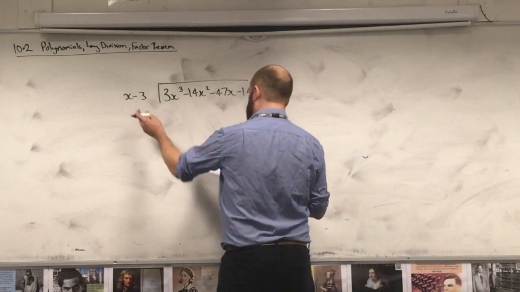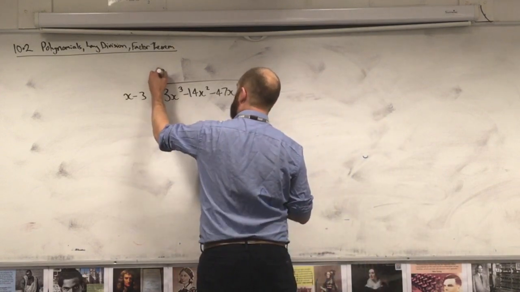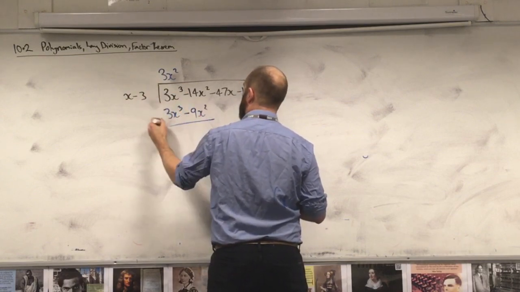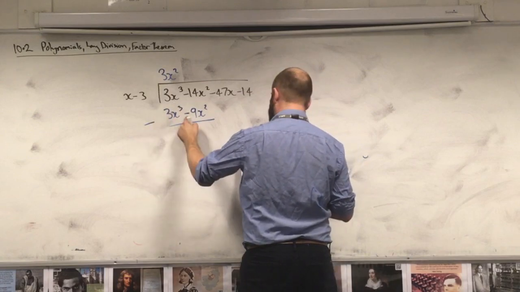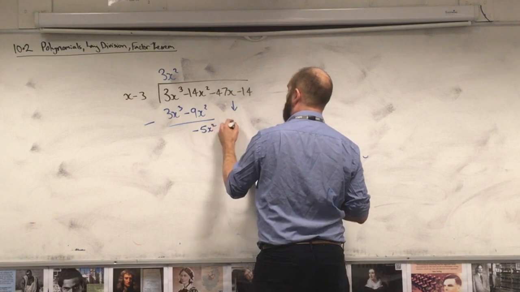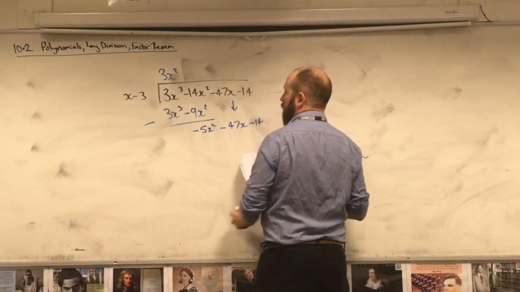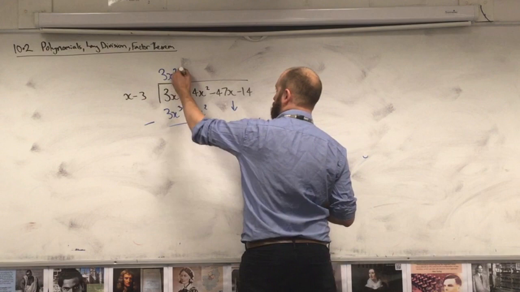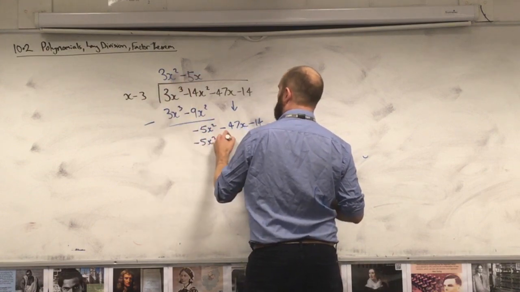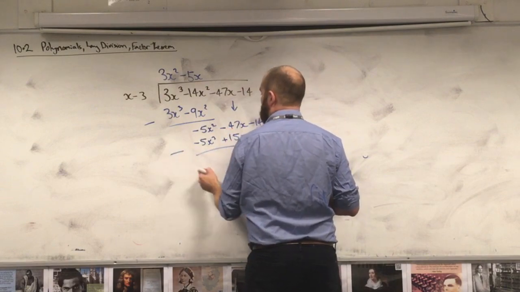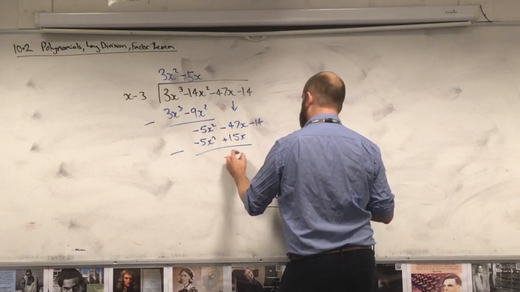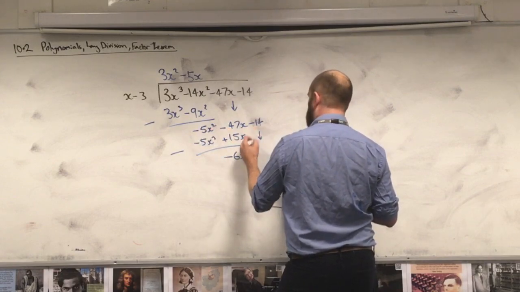So 3x squared divided by x gives us 3x squared. Times it again, so 3x cubed minus 9x squared. Subtract them, so minus 14 minus 9, which gives us minus 5x squared. Drop down the rest. Minus 47x minus 14. x is into minus 5x squared gives us minus 5x, times it, minus 5x squared plus 15x. Subtract it, minus 47 minus 15 gives us minus 62x. And then drop down 14.